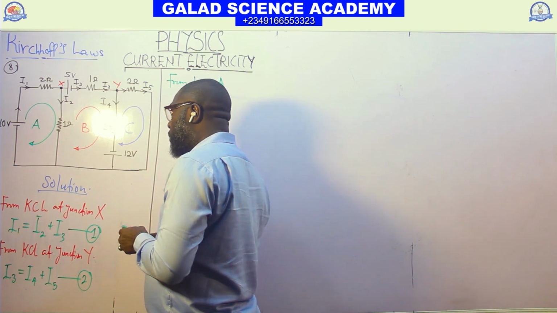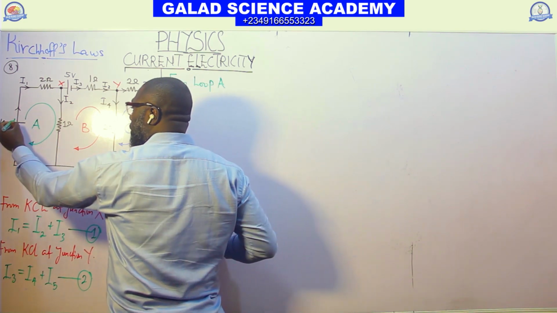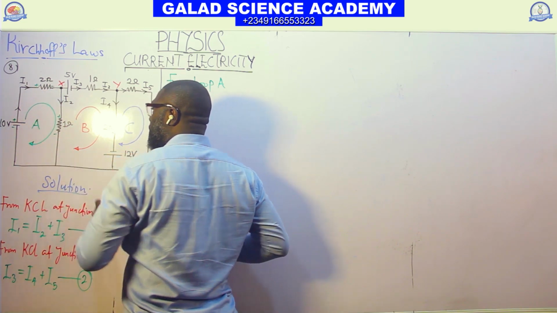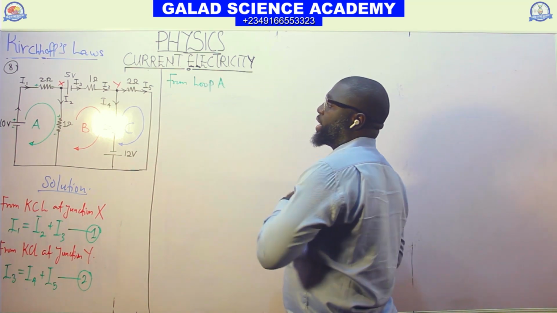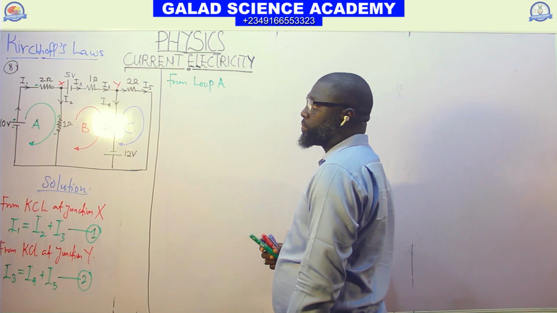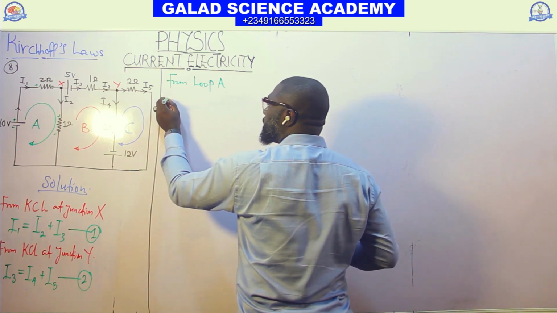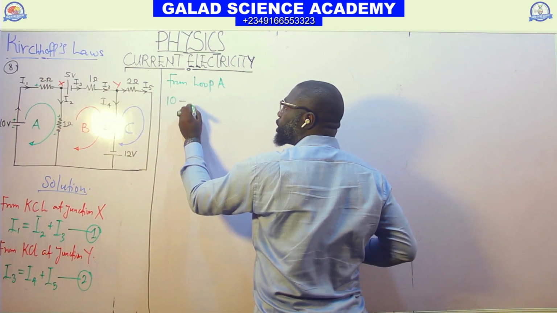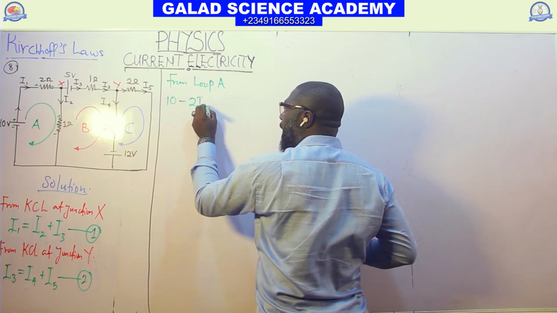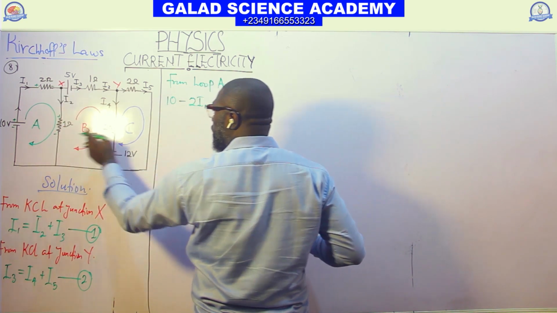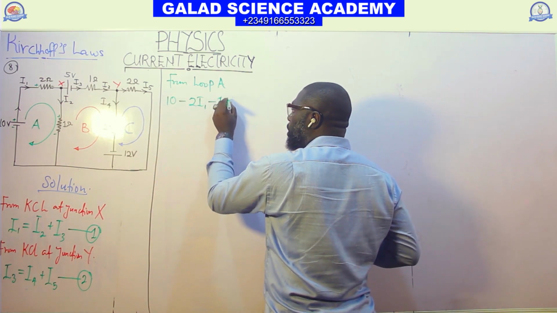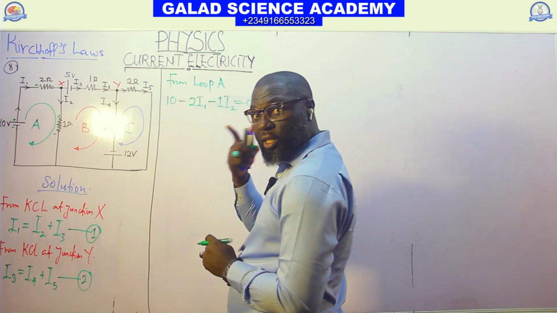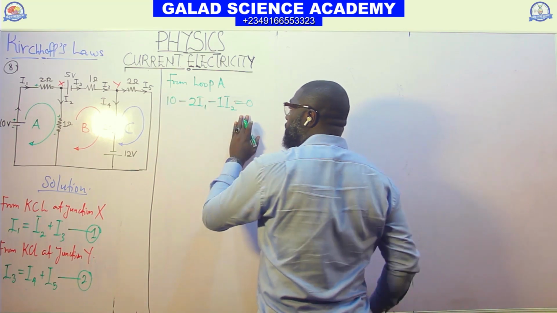And don't forget your polarity of this. This place is positive, negative. This is positive, negative, positive, negative. By taking the loop of A, what are we going to have now? For A, you have what? 10 to this one gives us what? Minus voltage drop, 2 current I. This is what? Voltage drop minus 1 current I2 equal to 0. We all know that the loop sum is equal to 0.